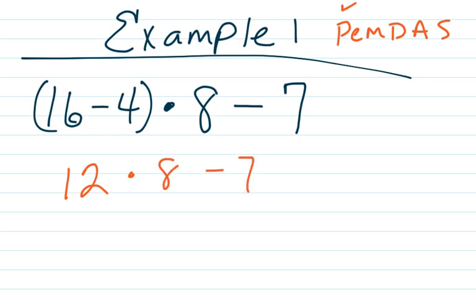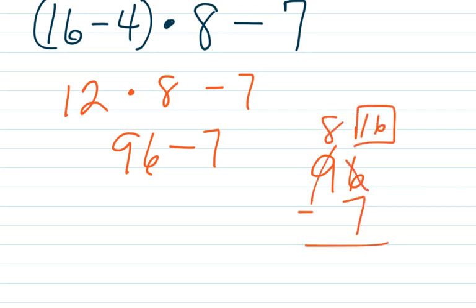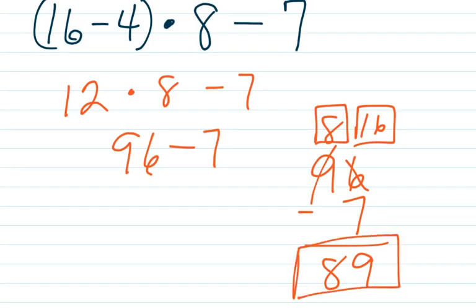The next thing, we don't have any exponents, so we can mark that out. The next thing we have to do is multiply. So 12 times 8 is 96. And then minus 7. We don't have a division or an addition sign, but we do have a subtraction sign, so now we're going to subtract. 96 minus 7. Always regroup first. That's going to be 89. So our final answer is 89.